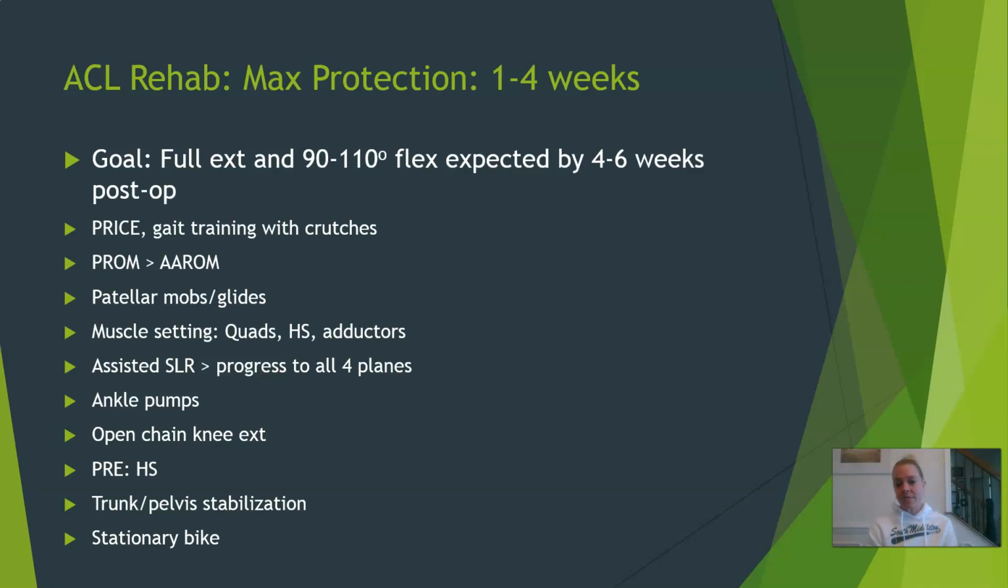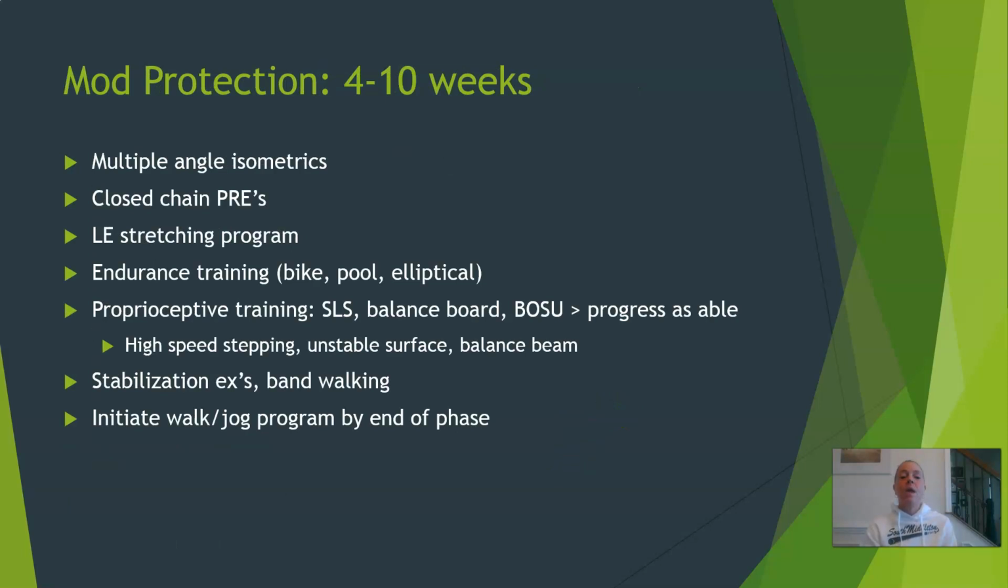We'll do some progressive resistive exercises for the hamstrings. We could also do some trunk and pelvis stabilization, which will sort of take the focus off their knee for a period of time. And we can begin the stationary bike here too. So just start usually with some rocking back and forth until the person can make a full revolution. Moderate protection phase is going to last from about 4 to 10 weeks.